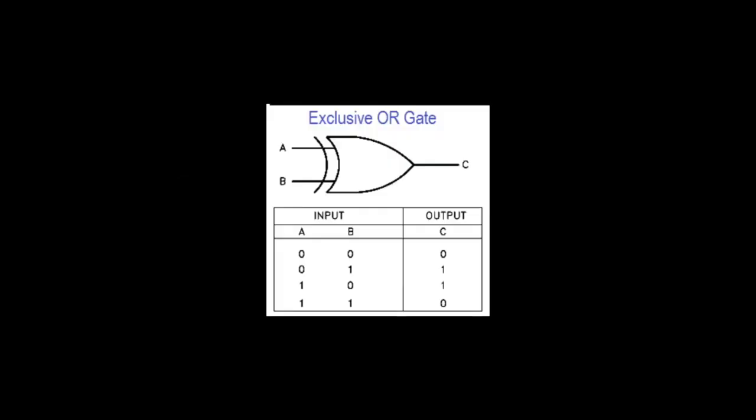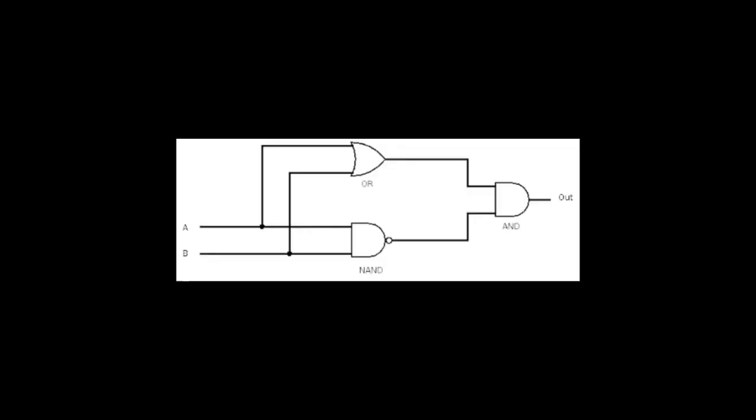The other compound gate we'll use is the exclusive OR or XOR gate. It's called exclusive because it only returns true if input A or input B is on, not both. Let's take a closer look. To achieve this effect, we need to use all of our previous gates. The inputs are fed into both an OR gate and a NAND gate. The outputs of these two are finally fed into an AND gate.